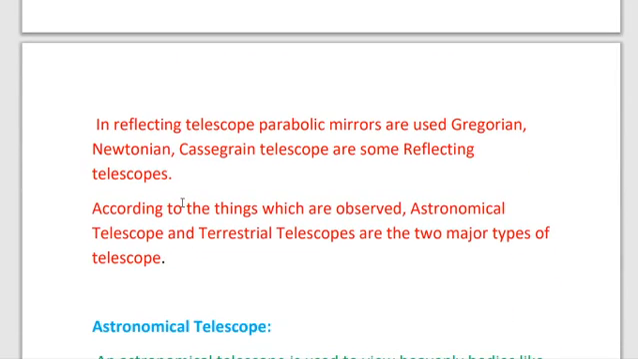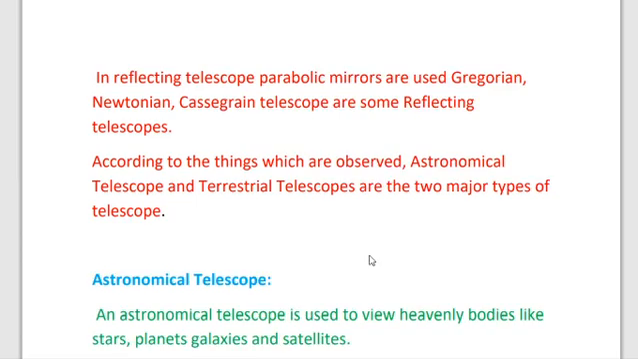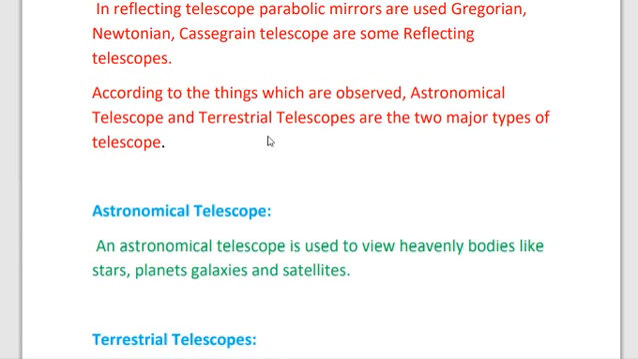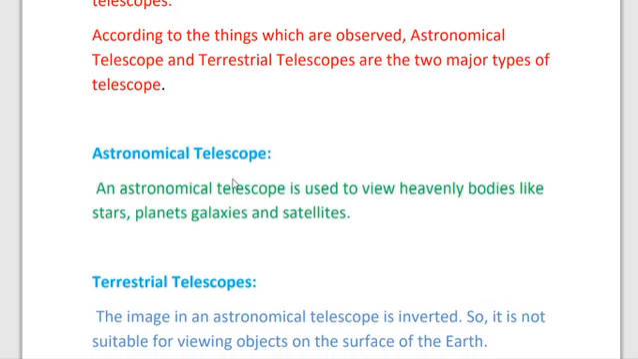You see the next one. In a reflecting telescope, parabolic mirrors are used. What are the examples? Gregorian, Newtonian and Cassegrain telescopes are some reflecting telescopes. According to the things which are observed, astronomical telescopes and terrestrial telescopes are the two major types of telescopes.